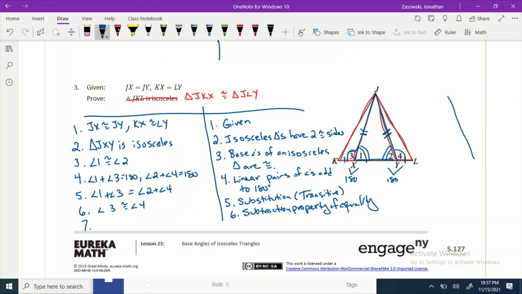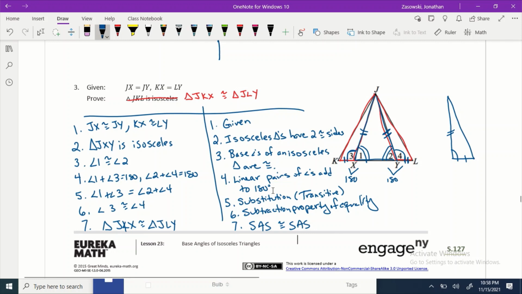So let's look. Remember, we can redraw the triangle. Oh, that's terrible. Okay, so we have a side, an angle, and then the side down here. So we have side, angle, side. Okay, so triangle JKX is congruent to triangle JLY. All right, and then we're just going to do side, angle, side, congruent to side, angle, side. Okay, that's our lesson for today.